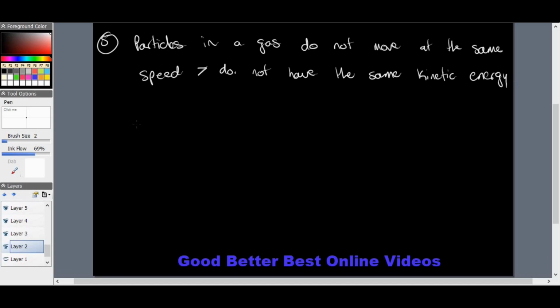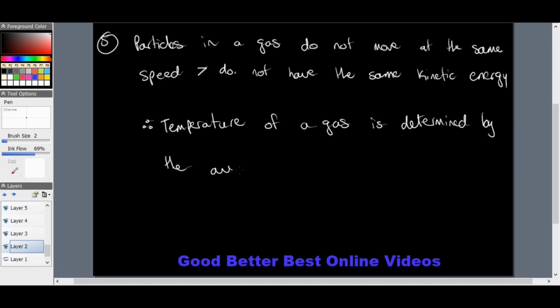Another note about that is that the average kinetic energy of the particles determines the temperature of the gas. So, to make that point a little more summarized and direct, the temperature of a gas is determined by the average kinetic energy, which I'm going to shorten to the average EK, of the gas particles.